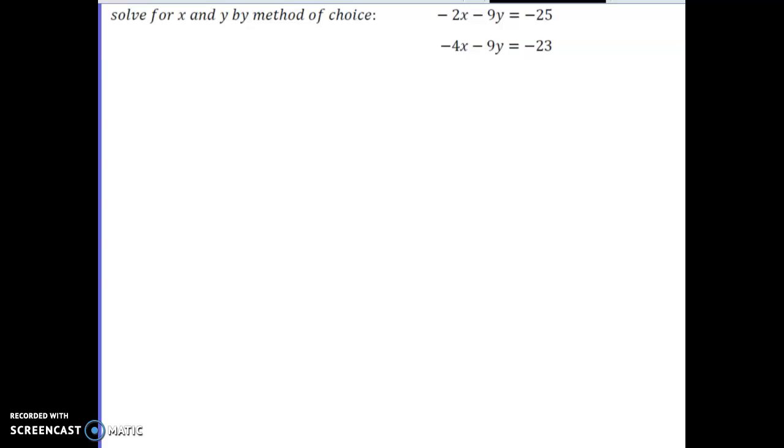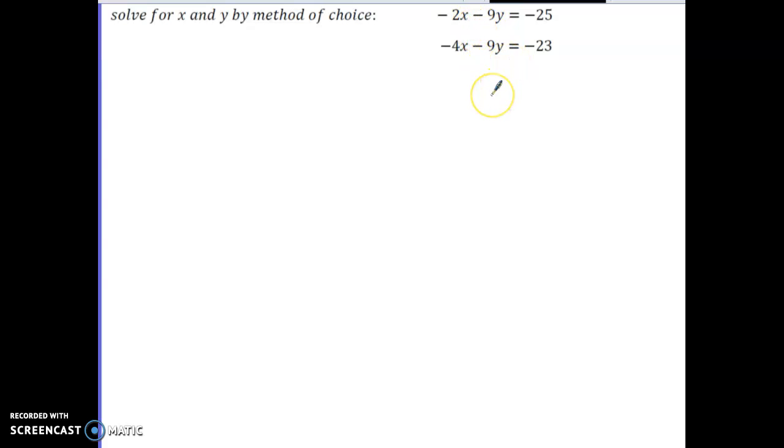Okay, so let's look at this one. All right, based on what we did on the last couple, look at the coefficients. Do you think this is a better choice for substitution, or do you think this is a better choice for elimination? I think it's definitely a better choice for elimination because none of my coefficients are 1 or negative 1. I only want to choose substitution if my coefficients are 1 or negative 1 so that I don't have to work with fractions. Now, I need my numbers to be opposite one another. These two are not opposites. These two are not opposites either. But these two are almost opposites.